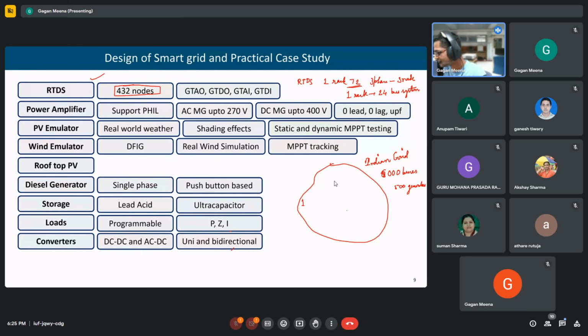Such a huge system we cannot simulate, at least in this RTDS, because the RTDS which is available at IIT Roorkee has 6 racks. It has 6 racks. These are 2 racks in vertical and then 3, just like the system which is shown. So IIT Roorkee has an RTDS like this.